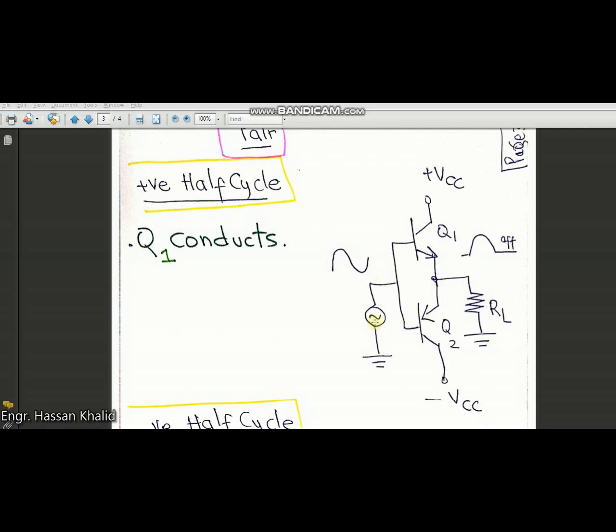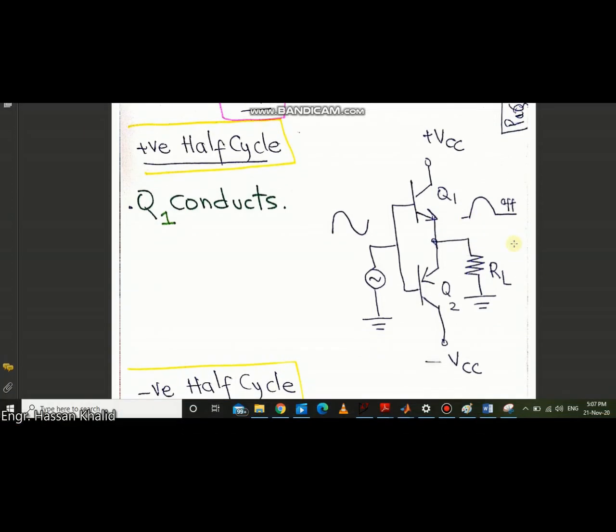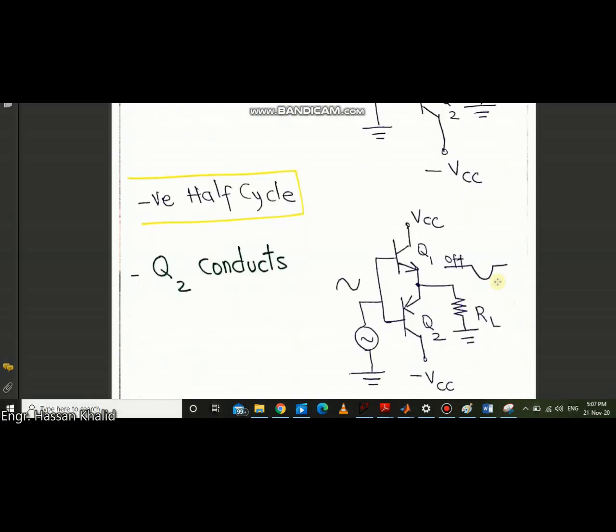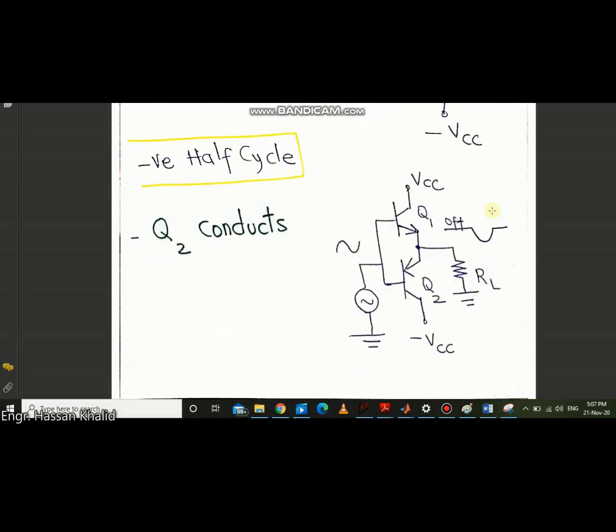Okay, now in the second phase, when the negative cycle is given to the input terminal of the transistor bases, in this case Q1 will now become open, whereas the Q2 will conduct, and in this case we will receive the negative cycle at the output as well. So how it actually looks, it just looks like this.